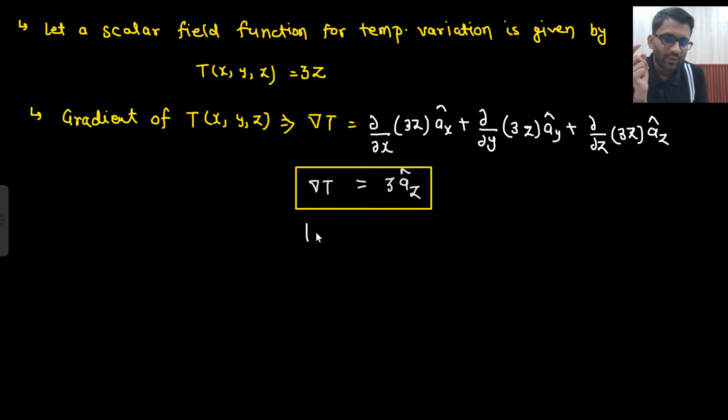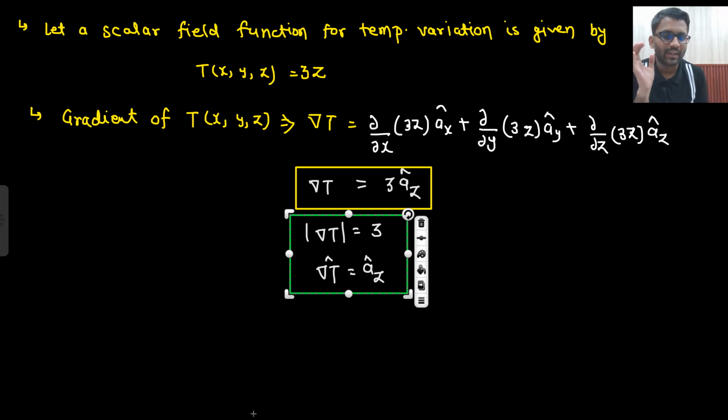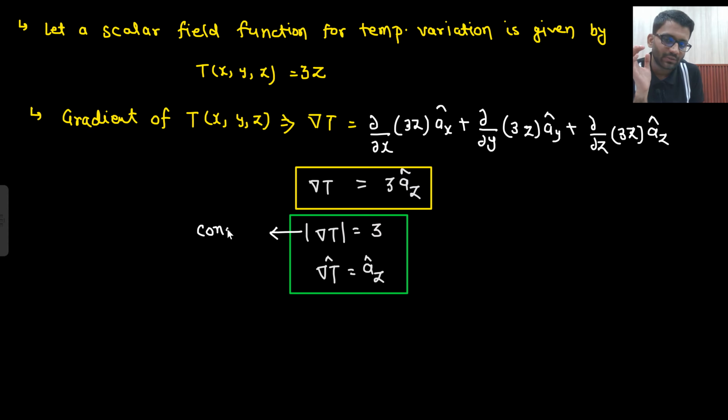So it has some magnitude. What is the magnitude of this gradient? That is 3. And what is the direction of this gradient? That is az cap. Magnitude is 3 and direction is az cap. Now this magnitude is constant, right?